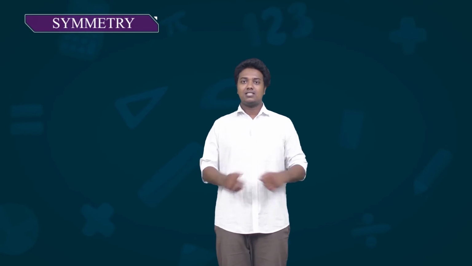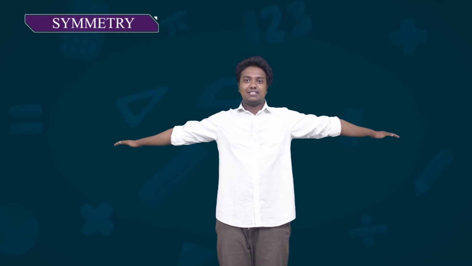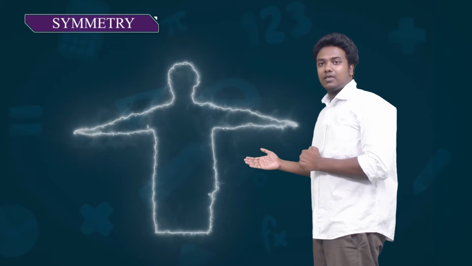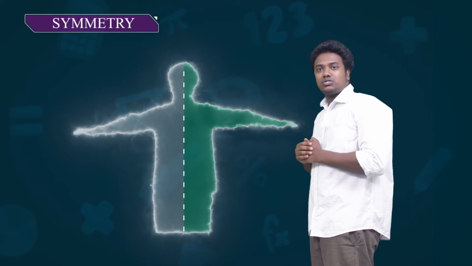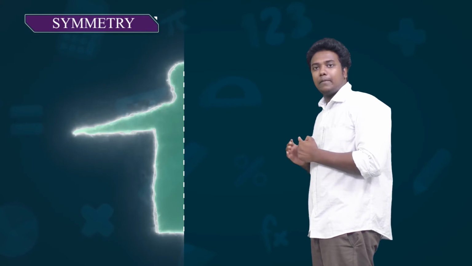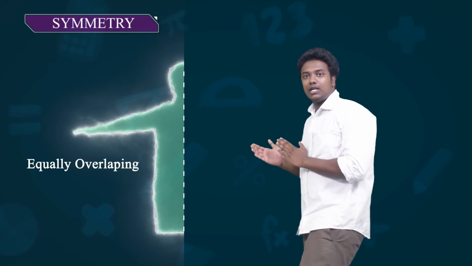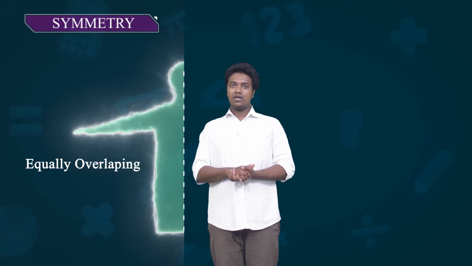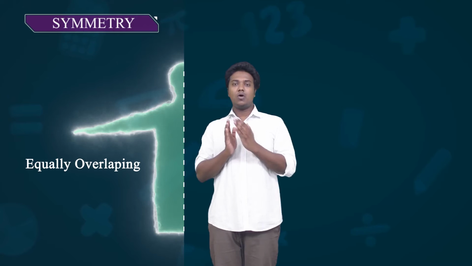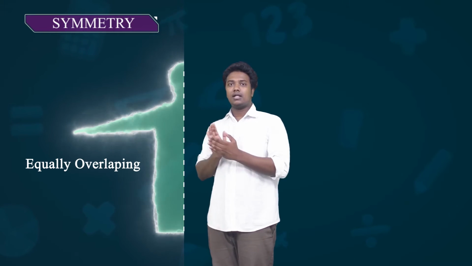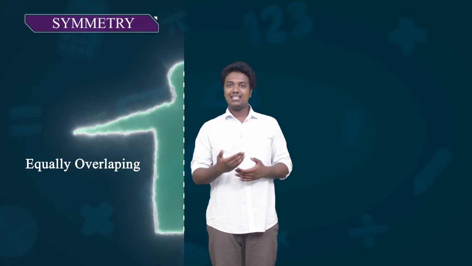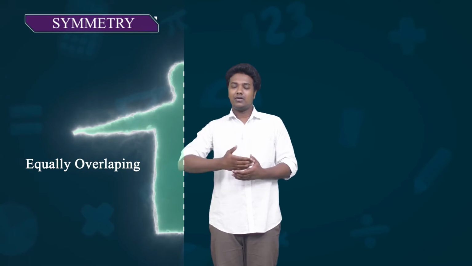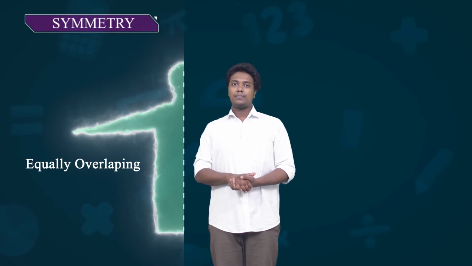Now in this section, we are going to discuss an interesting topic, which is symmetry. Suppose I am stretching my hands like this. Here, if you observe me, draw a straight line and flip my figure. What do you observe? They are equally overlapping, right? So this is said to be symmetry. Half of our body overlaps with the other half. Hence, we can say that our body is symmetric along the vertical line.